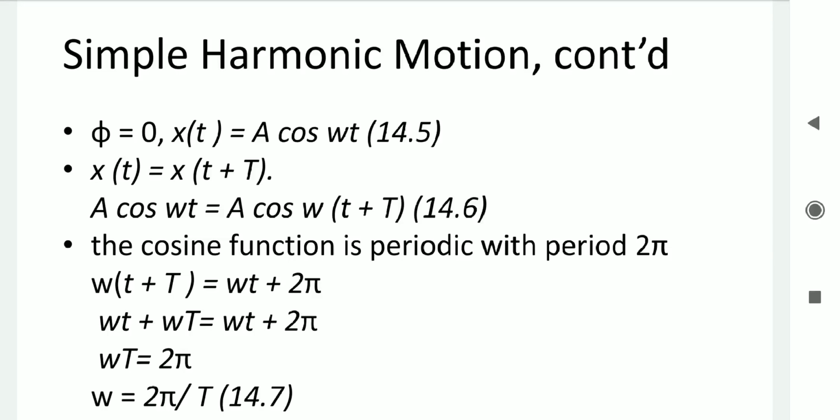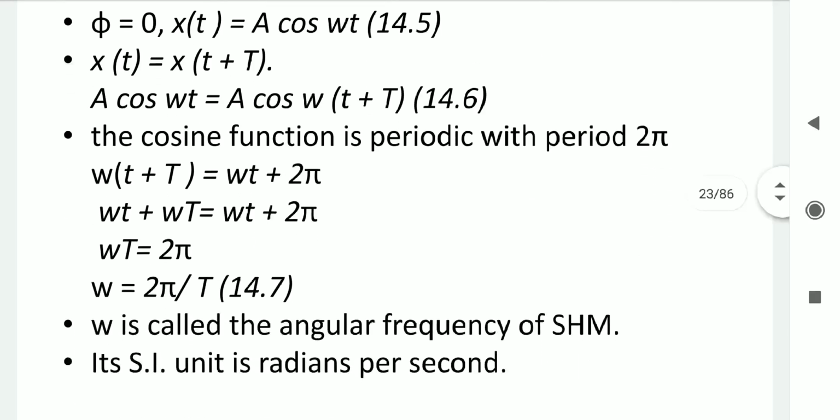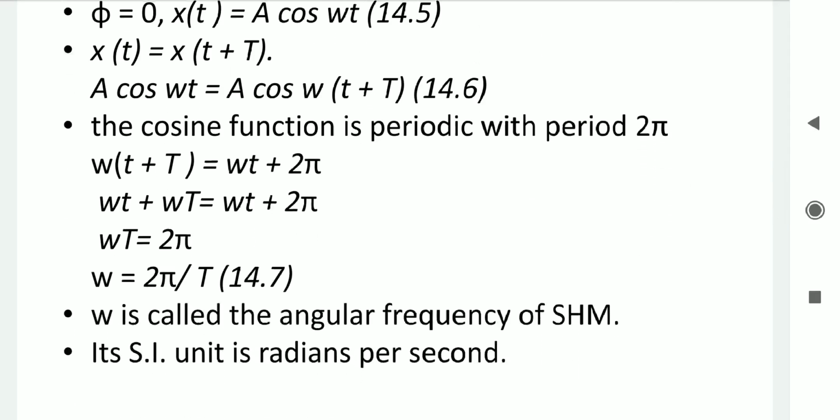So here, if it's a function of time t only, then we can add a time period T. But here the radian function omega t would be there, so we are supposed to add 2 pi, the period of the cos function. So omega t plus capital T would be equal to omega t plus 2 pi. So omega times capital T, the time period, would be equal to 2 pi. So omega equals 2 pi by T, which is the angular frequency of simple harmonic motion, having a unit of radian per second.